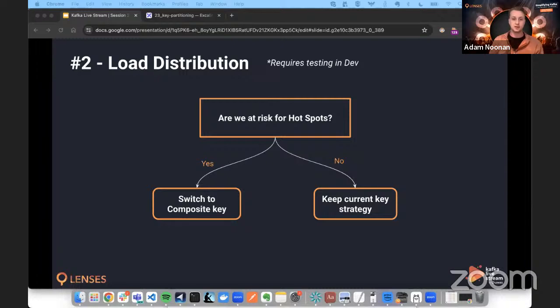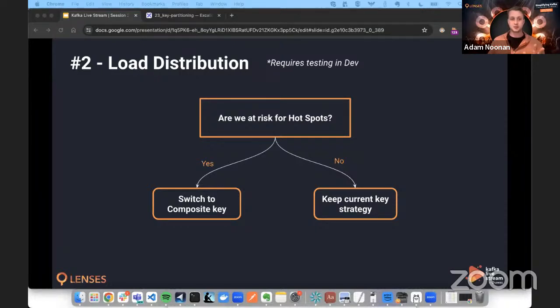What's the variability here? And if the answer is yes, we do have one specific key value or a set of specific key values that have much higher occurrence than the rest, then that might be a sign for us to use a composite key to partition our data, which will affect ordering. A composite key is essentially using that vehicle ID, but combining it with another value within our Kafka message to use as our key value. And if there's no risk of hotspots, vehicles are pretty much evenly distributed, it's totally fine to keep the current key strategy.